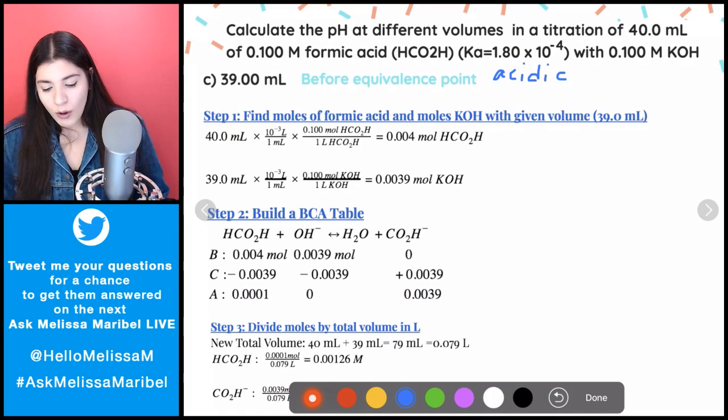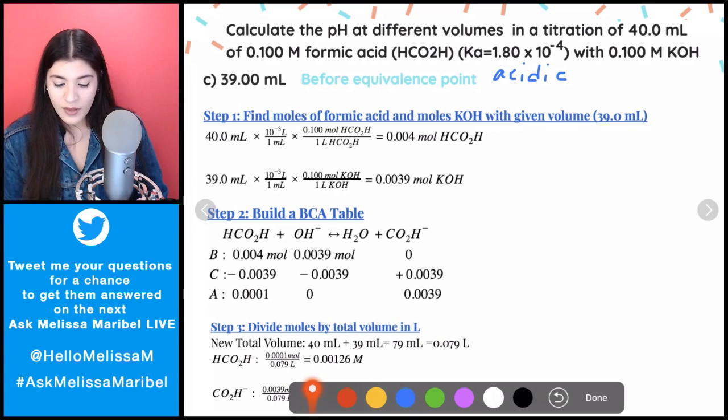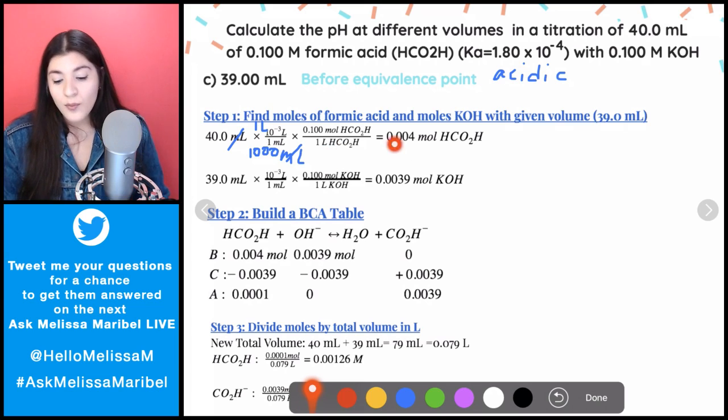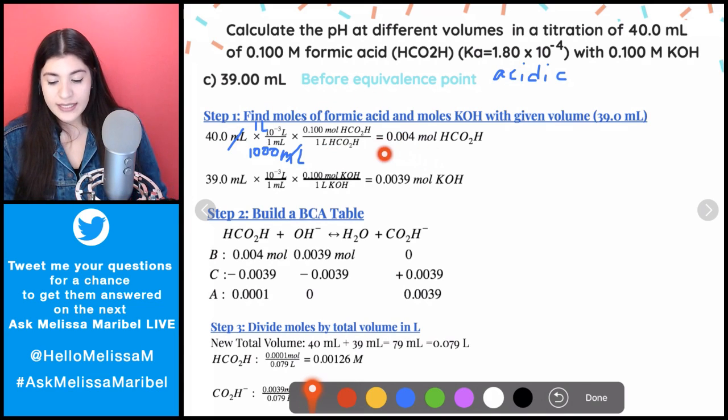So what we're going to do is find the moles of formic acid and then the moles of KOH. What I'm going to use is 40 mL of my formic acid. I'm going to convert that. Here I converted it a little bit differently, but you could have also used 1,000 milliliters per every 1 liter. That would cancel. Then I'm going to use the molarity that was provided initially, 0.1, with formic acid on top, the moles, and on the bottom, liters. Multiply all this out, and we would get 0.004 moles.